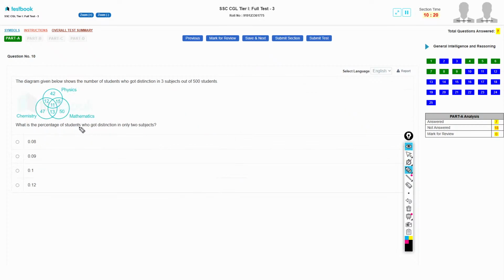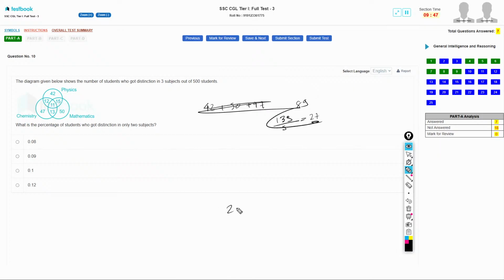What is the percentage of students who got distinction in only two subjects? In only two subjects, 42, 50, 47, 90, 89, and 50. So 140, less than 1 divided by 5. So it's going to be 2, just less than 27, but no option here. Okay. In only two subjects is 12, 27, 30, 40 by 500. So 0.08 something.